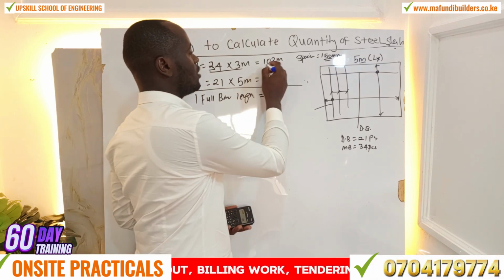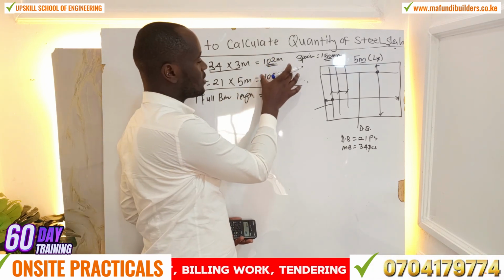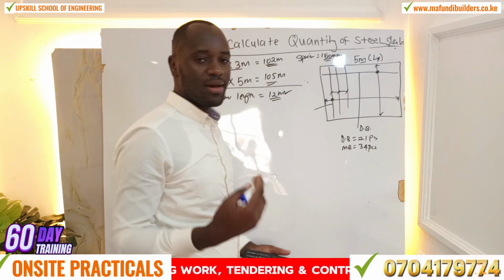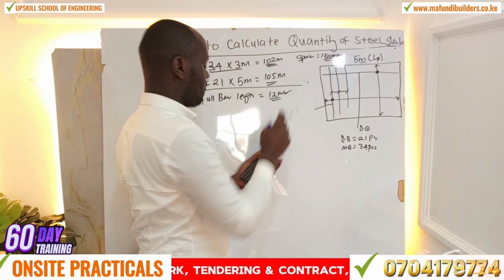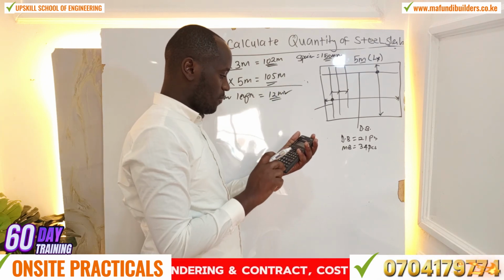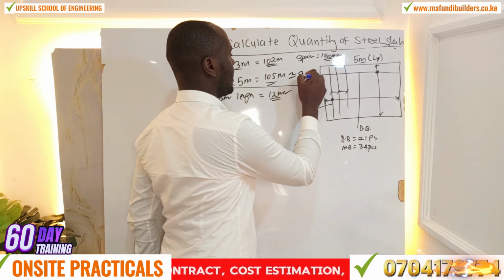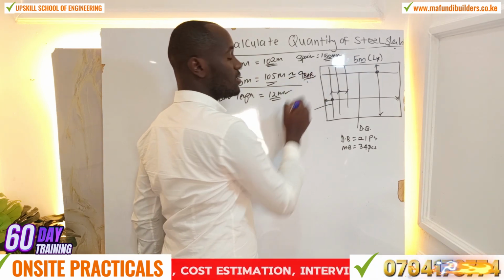Remember, this is the total length. But one full bar length is actually 12 meters. So how many numbers? Just take, for example, 105 divided by 12. So you're going to get 8.75. So that is approximately 9 bars, right?